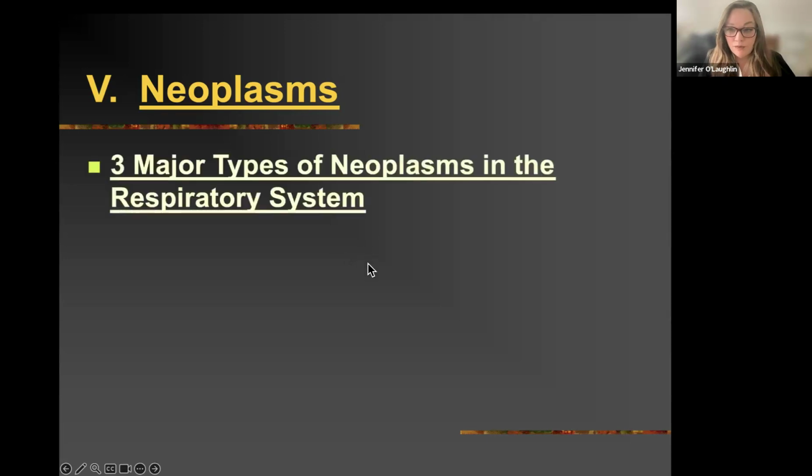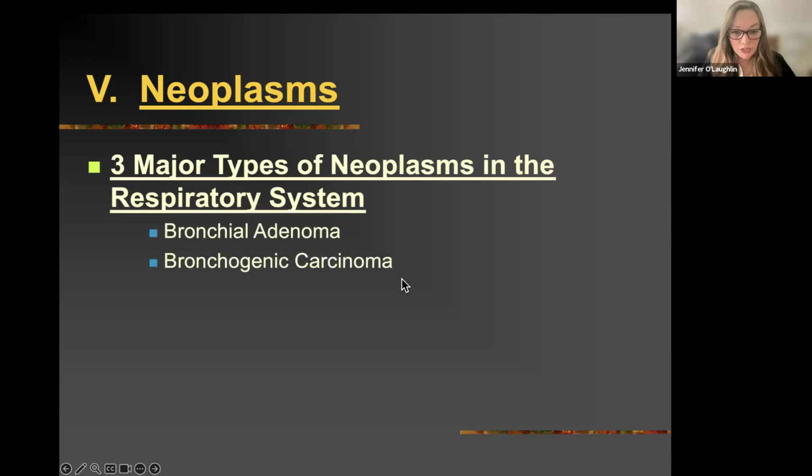And for the respiratory system, there are three major neoplasms that we're going to talk about. The first one is bronchial adenoma, bronchogenic carcinoma, and pulmonary metastases. So these two are primary lung cancers, and then a pulmonary metastasis can come from anywhere in the body. It could also come from somewhere else in the respiratory system, but it's a primary tumor that has started somewhere else and then has created new tumors somewhere else in the body.